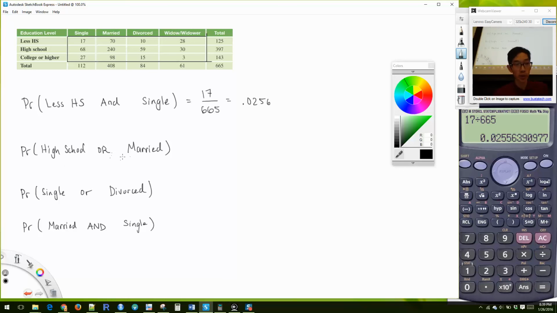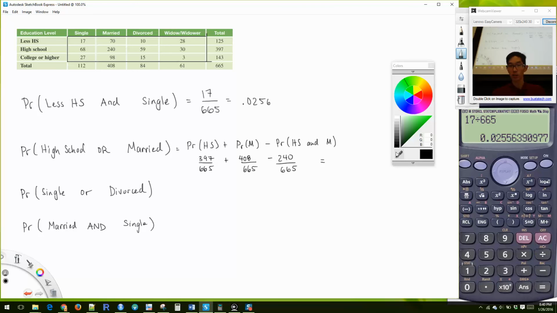Okay, high school or married. We can break this out as probability of high school plus probability of married. This is just one way to do it, minus probability of high school and married, right? So high school, we have 397 out of 665. Married, we have 408 out of 665. And if you just stopped there, you would have a clear indication that you've done something wrong, because 397 plus 408 is much bigger than 665. It's 805, and because 805 divided by 665 is bigger than 1, you know you've done something wrong. What you have to do is subtract off the overlap of 240 over 665.